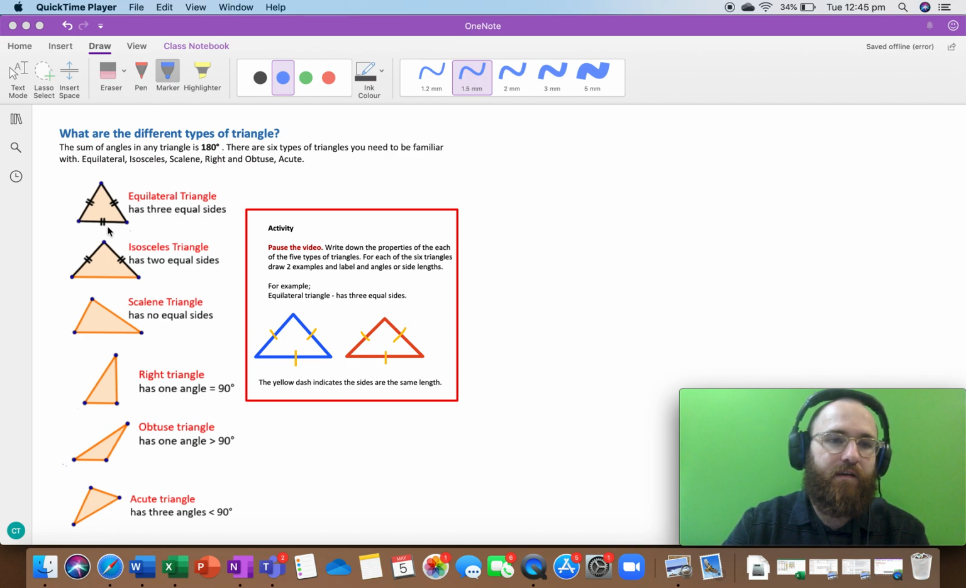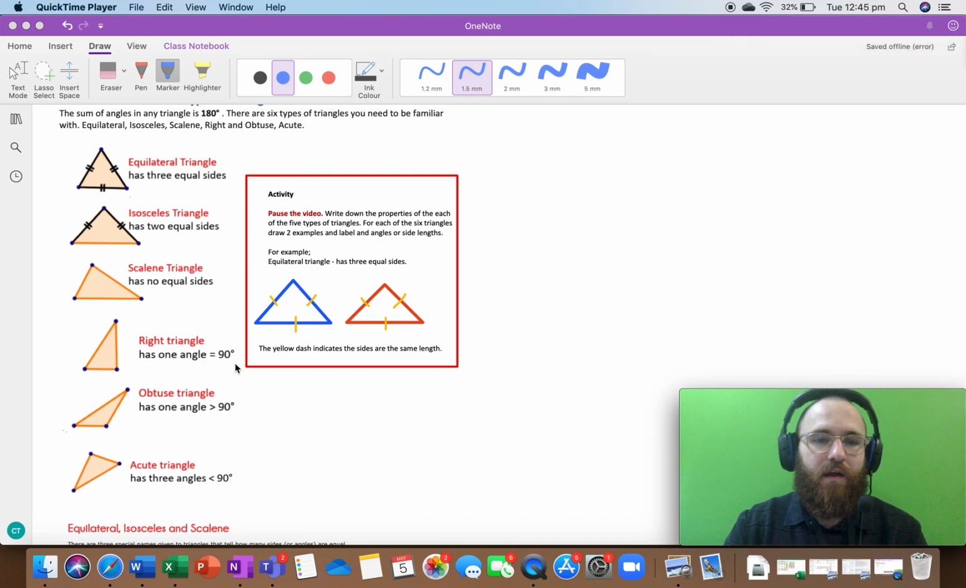So first, you can see the equilateral triangle has 3 equal sides. On the drawing, there's 2 lines on every side. That just means that all sides are equal. They're the same length. Then we have isosceles triangle. Has 2 equal sides. So these 2 sides at the top, they're both equal in length, but the bottom is not. So that's an isosceles triangle. Scalene triangle, none of the sides are the same. They're all different lengths.